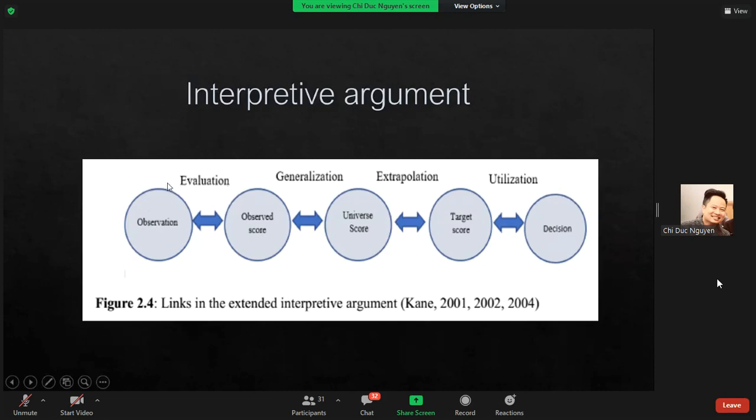For example, we have inference about evaluation, generalization, extrapolation, and utilization. I'm going to give you about two or three minutes to look at this flow chart and tell me what it is. What do they mean? What does the evaluation argument mean? What does this mean for generalization, for extrapolation, and for utilization?